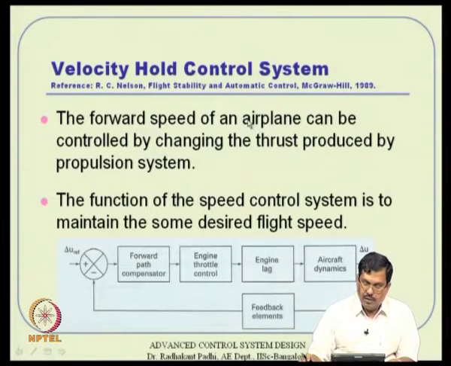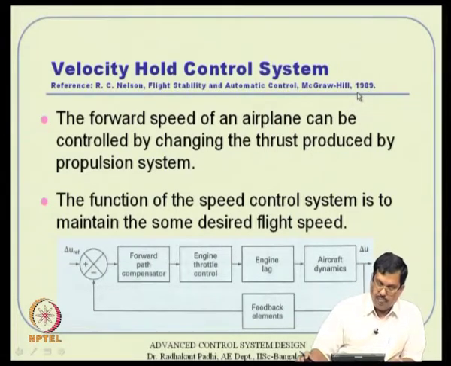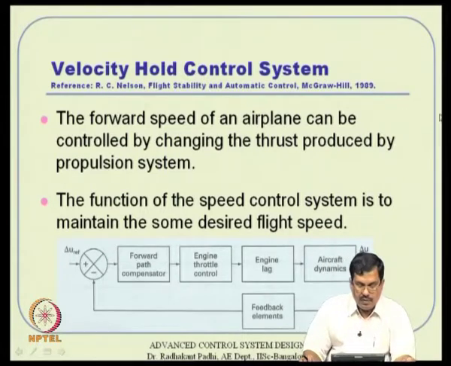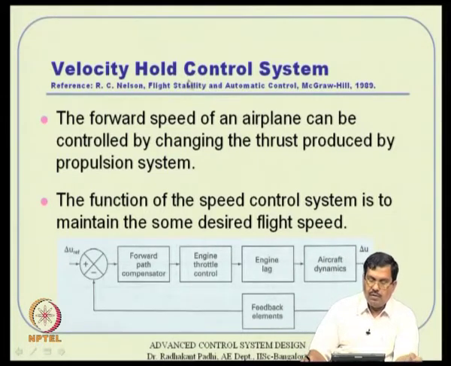Anyway, this entire class material is taken from this book. It is a nice book as far as automatic control application for flight control is concerned. It is R.C. Nelson from McGraw-Hill, 1989, but I think there is a newer version also available. Okay. So, if you want, you can buy the book also. It is a good book to buy. Anyway, so this is the velocity hold control system.